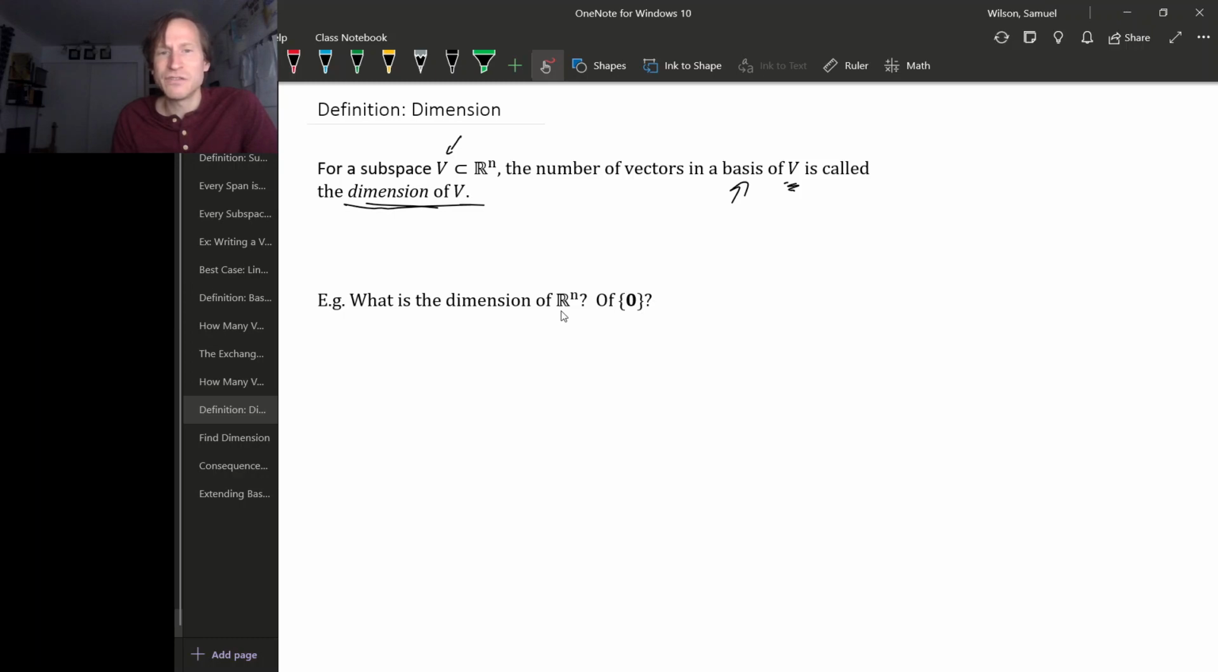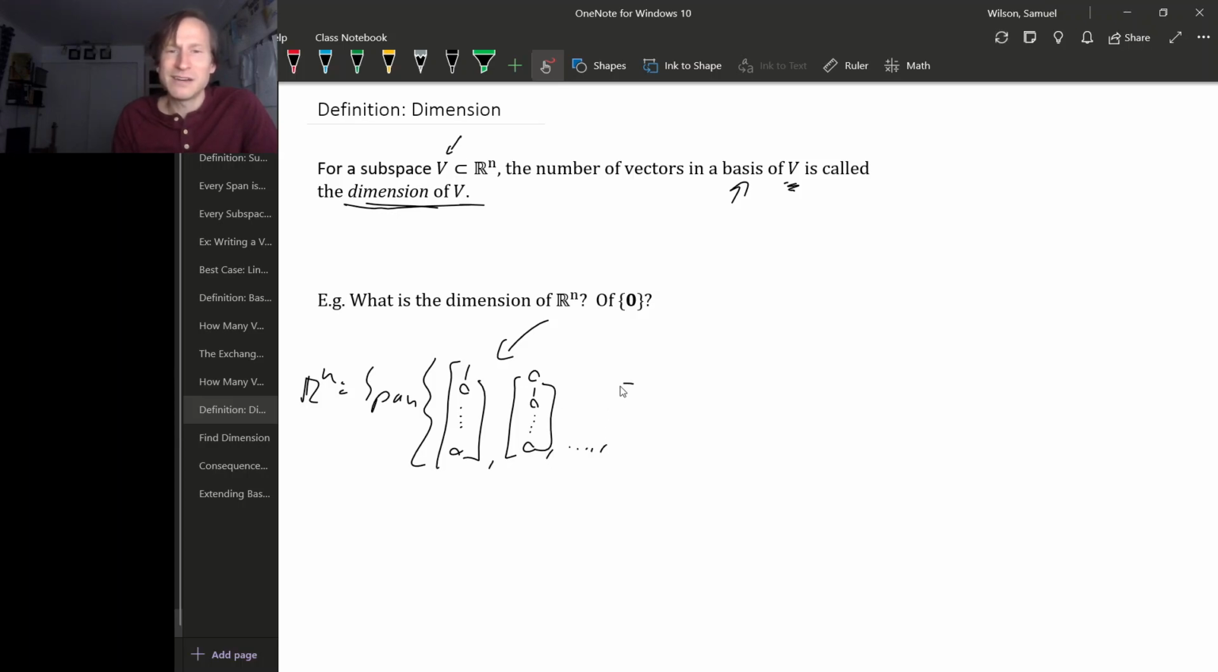So what is the dimension of Rn? Well, we have a nice easy way to express Rn as the span of some linearly independent vectors. There's the vector with a 1 in the first spot and a 0 everywhere else. And then there's the vector with a 1 just in the second spot and a 0 everywhere else. And so on, all the way down to the vector with a 0 everywhere except in the last spot. These vectors clearly span Rn because various linear combinations will let you put any number in any entry.